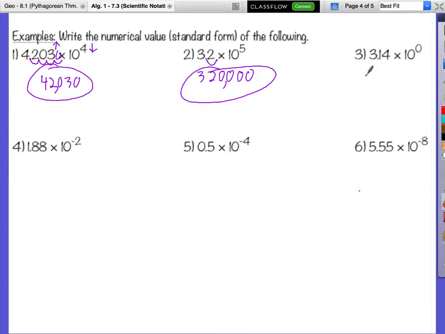We moved this 5 four places. How many times are we going to move this decimal? 0. So if you move it 0 times, is it going to move at all? No, that's just 3.14. And Blake, if we think about this, what is anything to the power of 0? 1. So this is like 3.14 times 1. And what's anything times 1? Itself. So it's just 3.14. So we move the decimal how many times, according to this exponent here?